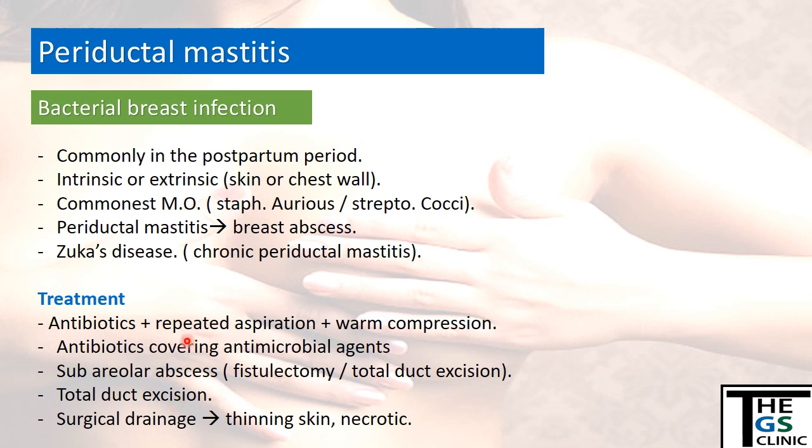Sometimes we need to do surgical drainage. Previously, it was the first choice to do surgical drainage, but now the first choice is repeated aspiration unless we have thin skin, which is red and thin. We can do puncture through it, or there is a necrosis of the overlying skin.